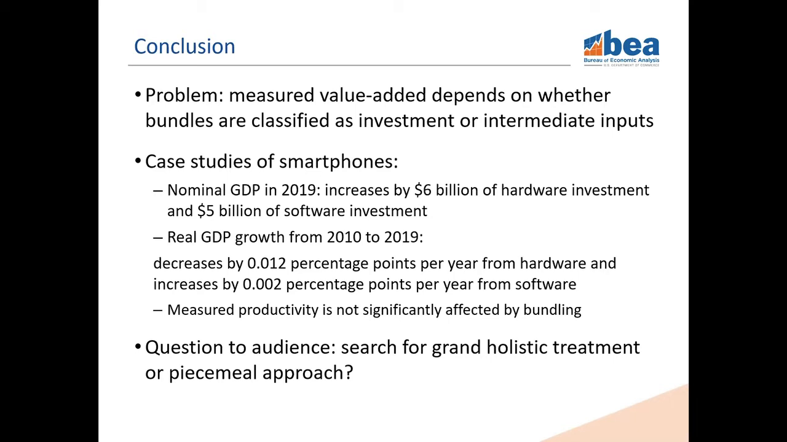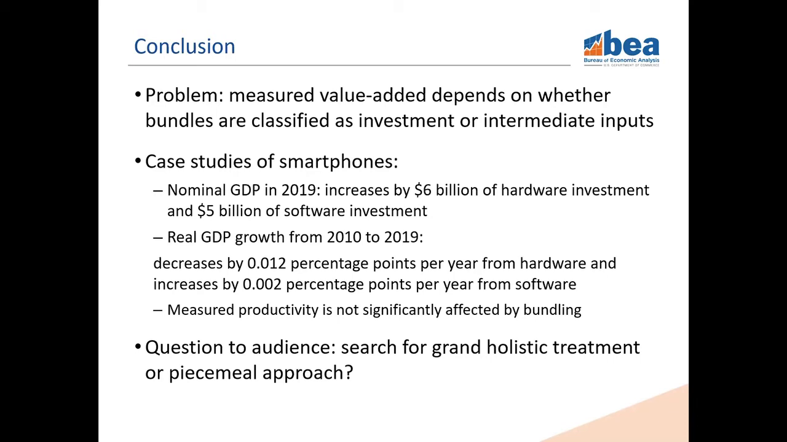The measured value added depends on whether bundles are classified as investment, intermediate inputs, or how, within the bundles, the list prices are set, and yet everyone cares, or neither cares, about really how it's written down because the total price is the same. And we demonstrate this with a case study of smartphones, and we show for smartphones it has a small but non-trivial impact on measured investment and real GDP growth.